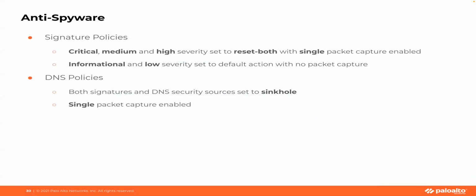All right, moving on to anti-spyware. As I mentioned, this feature is designed to block command and control communication. The signature policies are the ones that match patterns inside the traffic. The recommendation here is, for critical, medium, and high severity signatures, to set the action to reset both and to enable single packet capture. Whereas for informational and low severity, we want to set the default action and disable the packet capture.